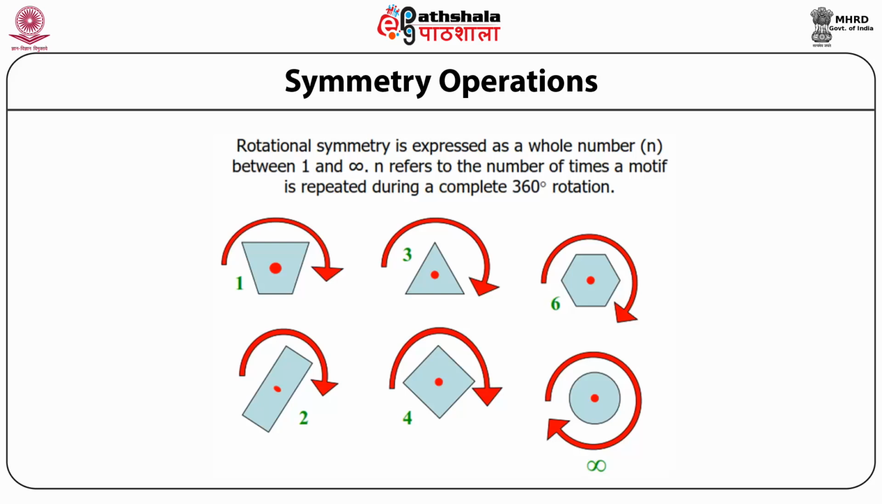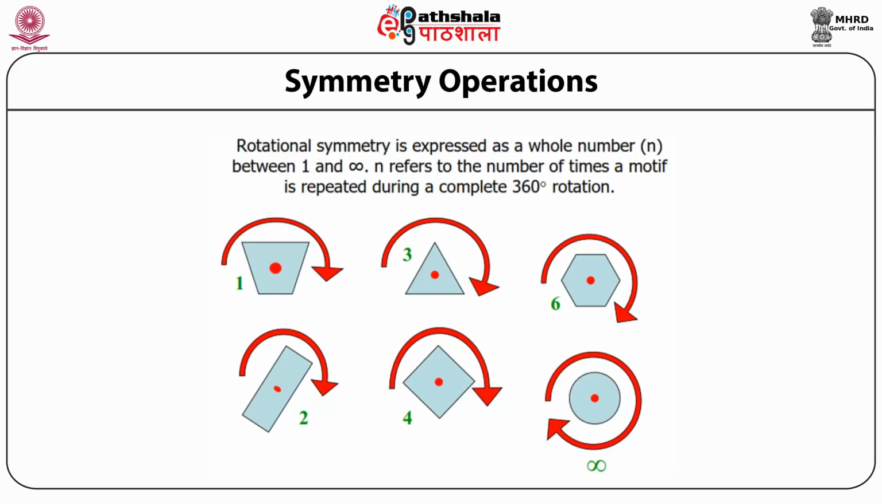So n is equal to 4 here, and in the hexagon it is 6 times. You can see that one needs to rotate it by 60 degrees to get the same orientation. So 6 times you get the same orientation in a 360-degree rotation. And when you come to the circle, you can see that it is infinity, because you can rotate it by any arbitrary angle and you get the same result. So by giving it a full rotation of 360 degrees, it is infinite times that you get the same structure, or you can say it's a highly symmetric structure.